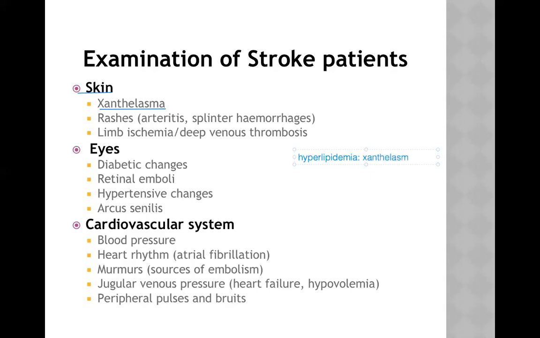Okay, xanthelasma. Then xanthoma, and arcus senilis. Or you can also call it lipid arcus. So these three are very common clinical features or signs of hyperlipidemia. Never forget it. Xanthelasma is mainly present on the upper eyelid or towards the medial canthus of the eye.